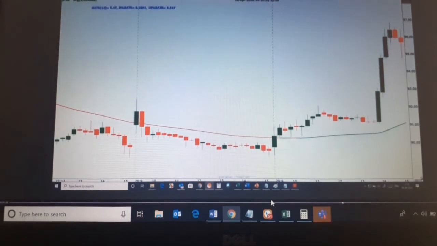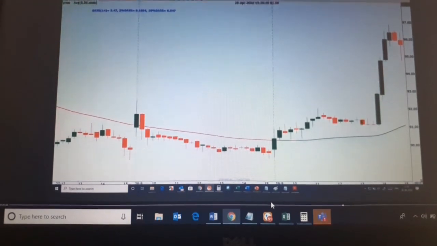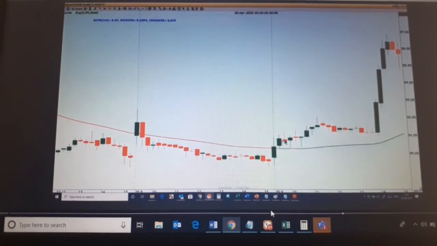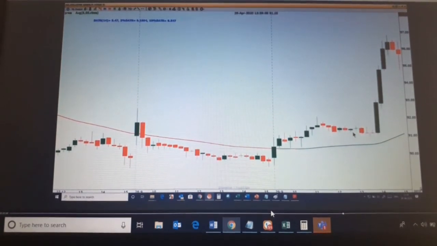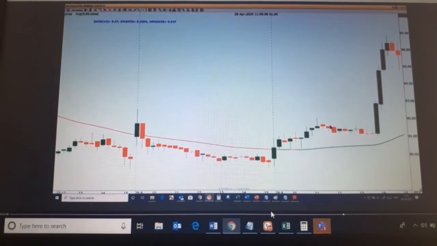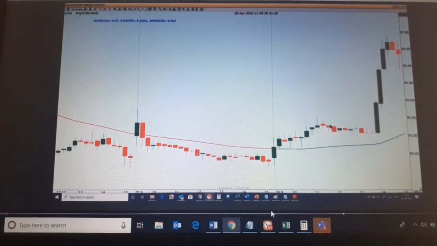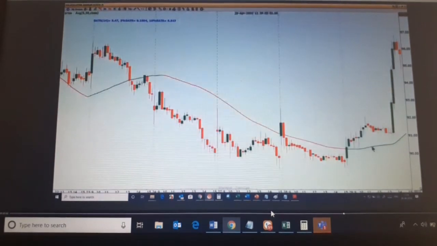Right, over here. But what is the problem with this zone? There are a lot of basing candles over here. Do you see? I told you the basing candles should be between 1 to 6. So I'll just ignore this and come down.